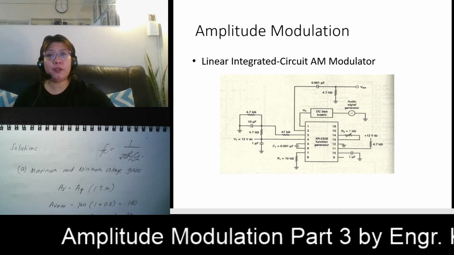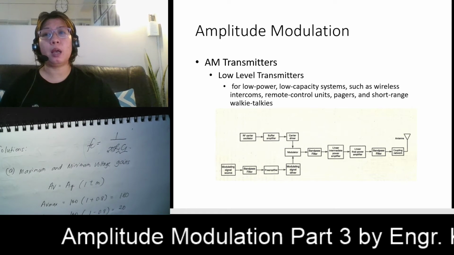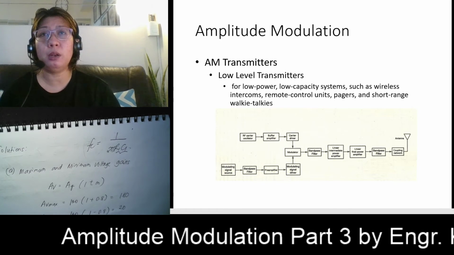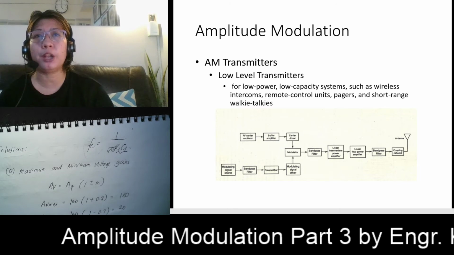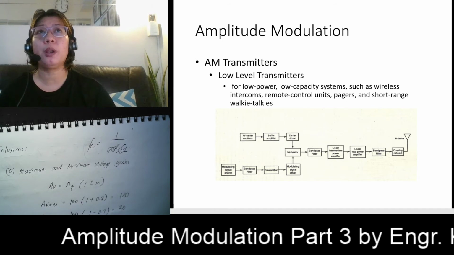So if we have a low-level modulator and a high-level modulator circuit, therefore we also have what we call AM low-level transmitters and AM high-level transmitters. This is the block diagram for a low-level AM double sideband full carrier transmitter. These low-level transmitters are used for low power, low capacity systems such as wireless intercoms, remote control units, pagers, and short-range walkie-talkies.